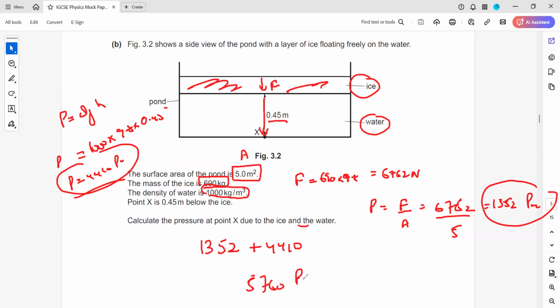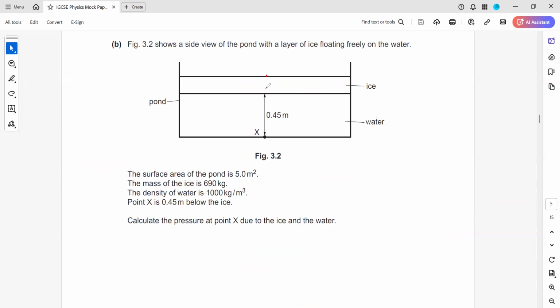5,762 Pascal. 5,760.4 Pascal will be the answer. 62, because this 2 is there. So 5,762 Pascal will be the pressure exerted by this. So we need the pressure of the ice. We got it. And then we got the pressure of the liquid. And we just add them to know the total pressure.